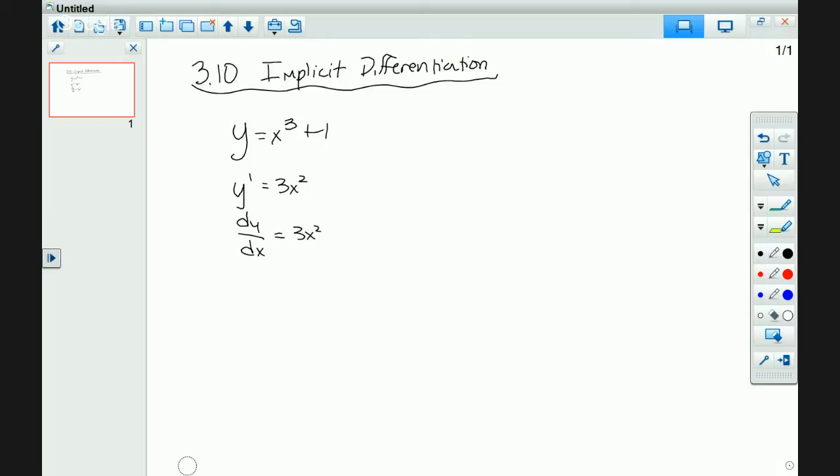functions that are not just y equals. Okay. We're moving to functions that might look like this.